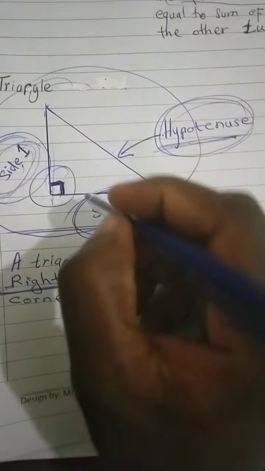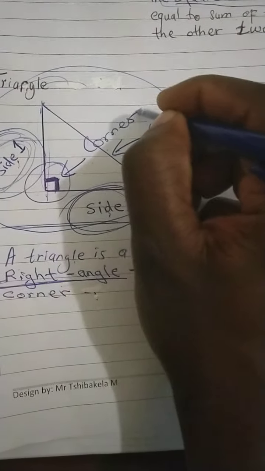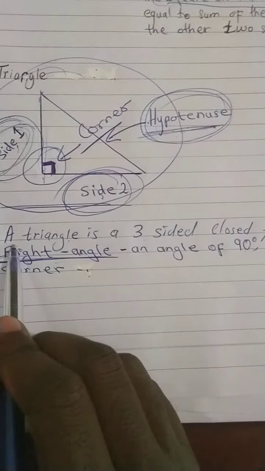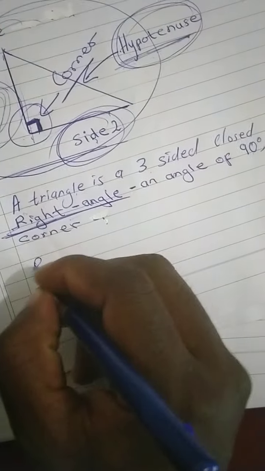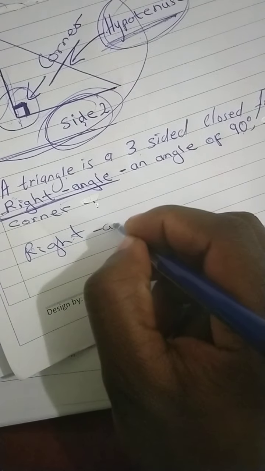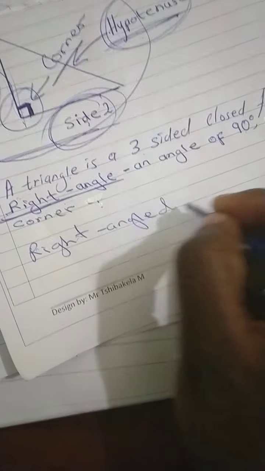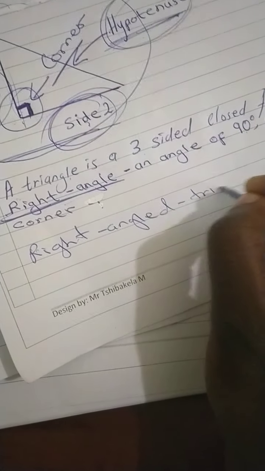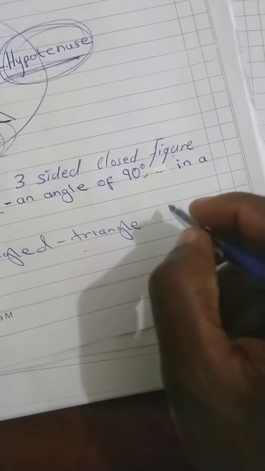So here, this is the corner. That's why we ended up saying that this is a right angled triangle, because it consists of a 90 degree angle at the corner.